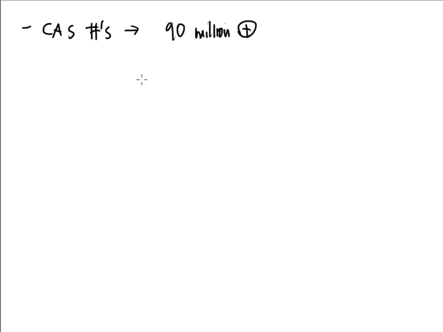Now, that doesn't mean that there's 90 million usable chemicals. That just simply means there are 90 million structures that have been identified. Maybe we've not used those. Maybe we don't know a lot about them, but they're out there, and they're a possibility. But there's 90 million of them.